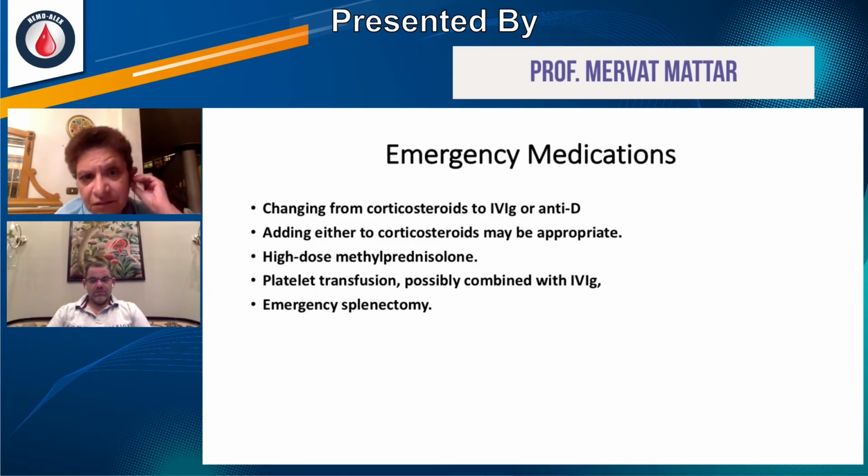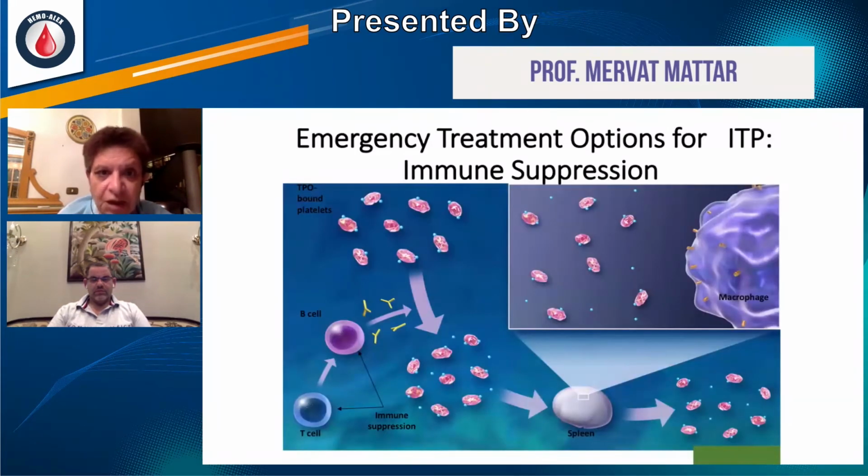In emergency medications, you try to change from corticosteroids, if they are not working, to IVIG or anti-D. Or you either do this or combine corticosteroids with IVIG or anti-D, or you go back to the high-dose methylprednisolone with all its side effects, and you think of platelet transfusion, possibly combined with IVIG, or you might even reach the decision of emergency splenectomy.